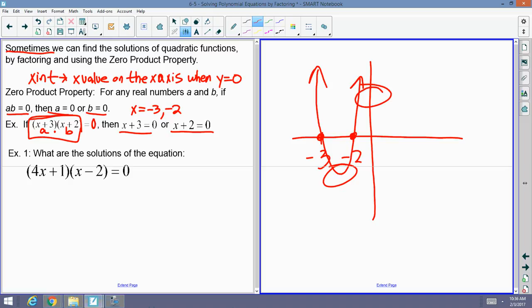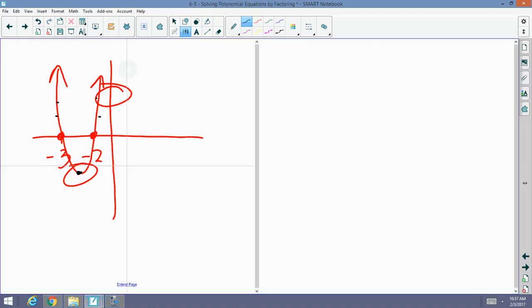I promise you, I'm going to show you how to find this thing, which is called a vertex. I'm going to show you how they're symmetrical. I'm going to show you all of that. But right now, I'm just focused on factoring, the zero product property, and what that answer really means. We good? All right, let's crank it out. Now it's easy.